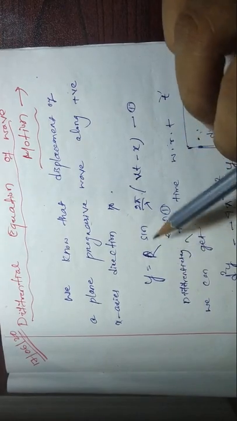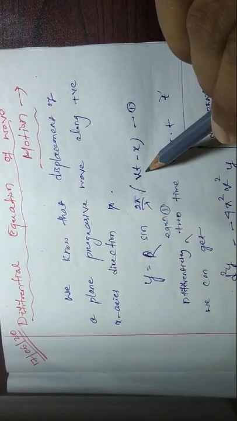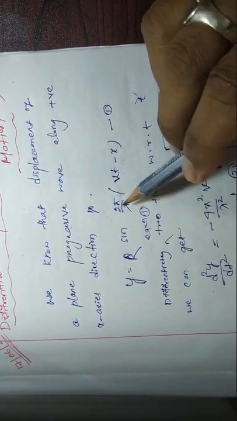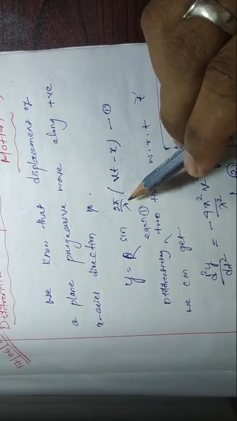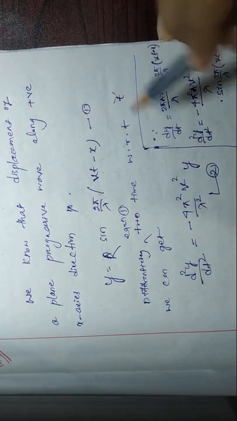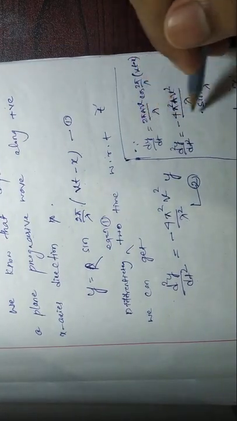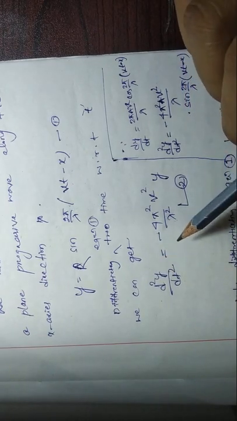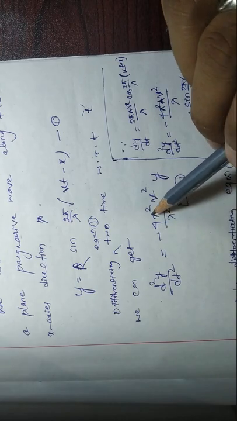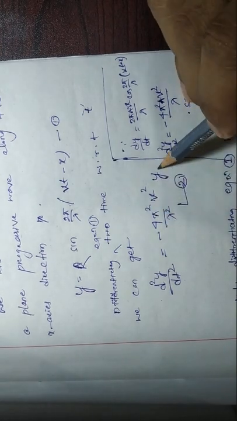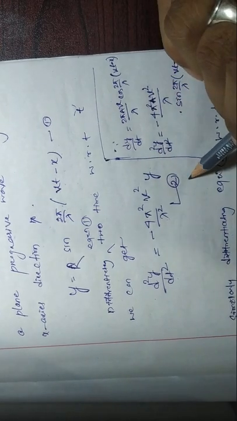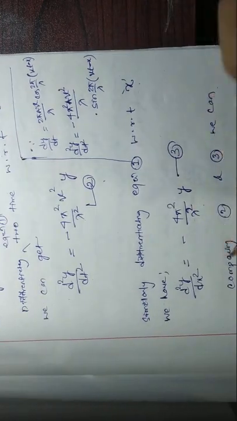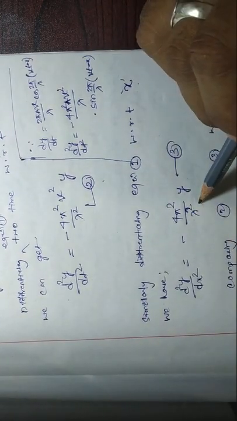will be y = r sin (2π/λ)(vt − x). So by differentiating equation number 1 two times with respect to t, we can find d²y/dt² = −(4π²/λ²) v² y. Let that be equation number 2. Similarly, if we differentiate equation number 1 with respect to x two times, we find −(4π²/λ²) y.